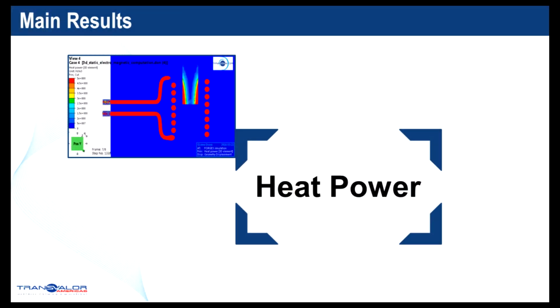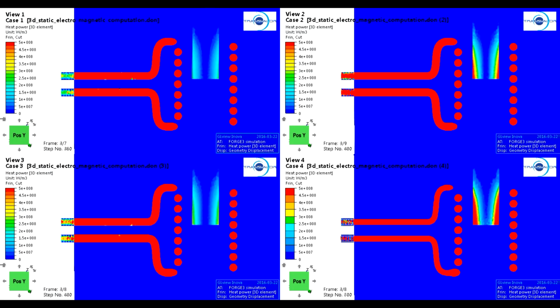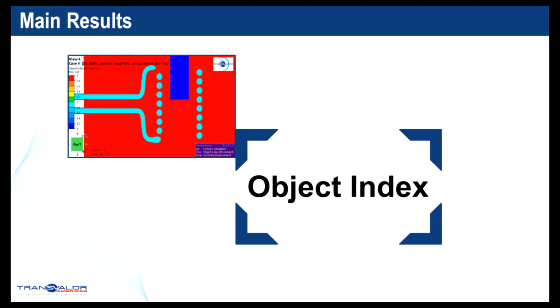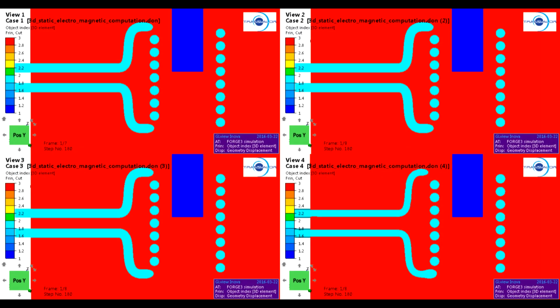The heat power field is the power density created by the inductor used to heat the part. The field object index is used to differentiate between the objects in the simulation. The value 1 corresponds to the billet, the value 2 corresponds to the inductor, and the value 3 to the air.